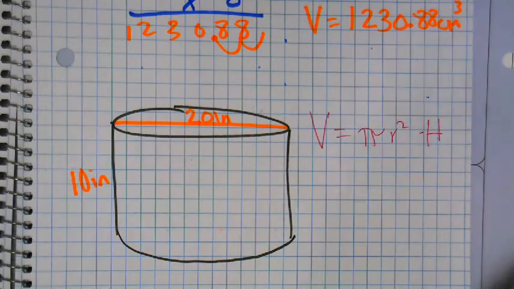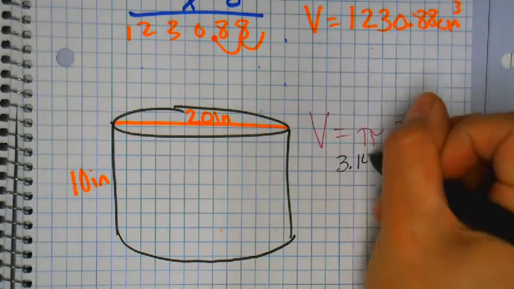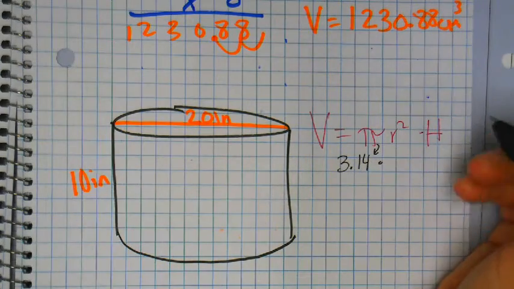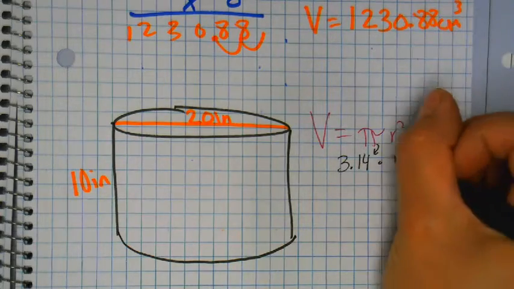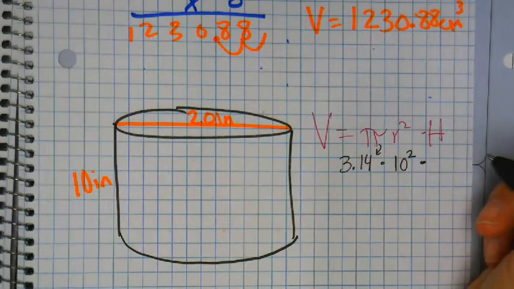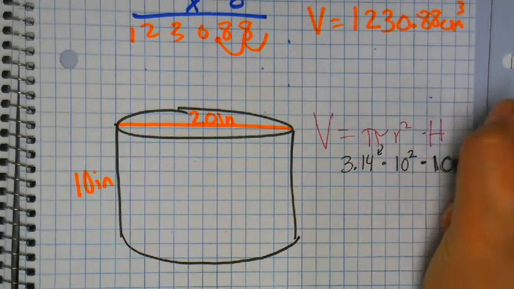Okay? So what is pi? You should know what pi is. 3.14. Times, what's my radius? 20. No. 10. Oh, your radius is 10. 10 squared. Times, what's my height? 10. And I did 10 and 10 to make our life easier when we multiply, right?